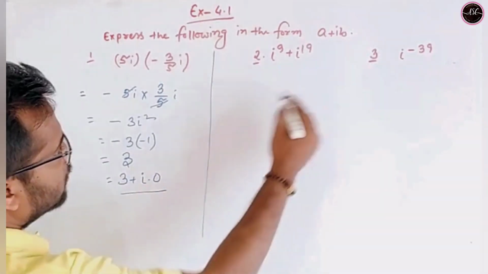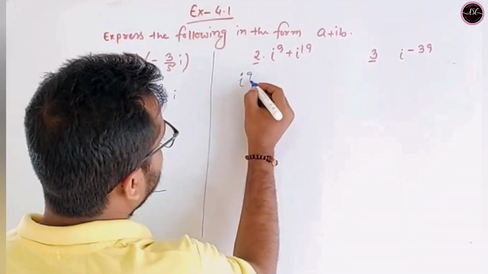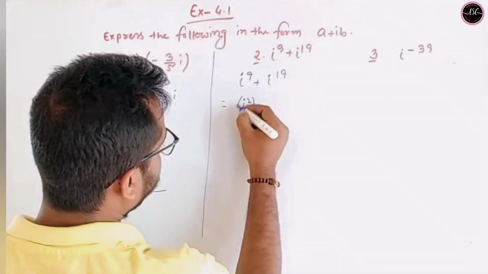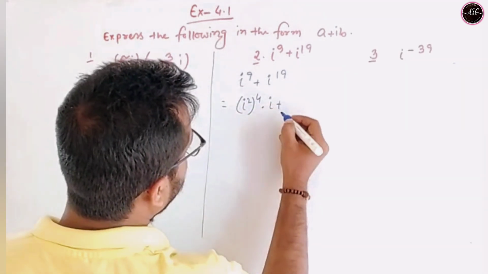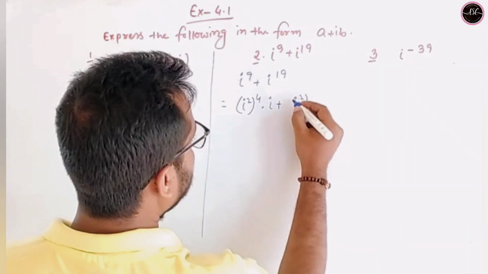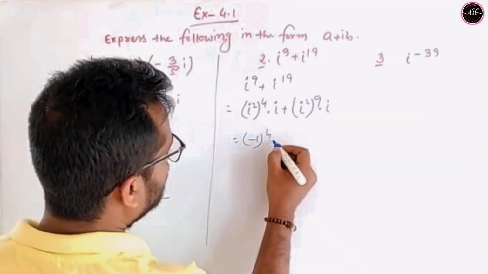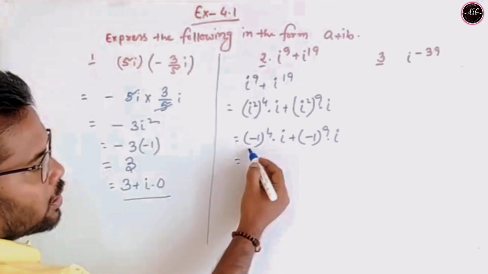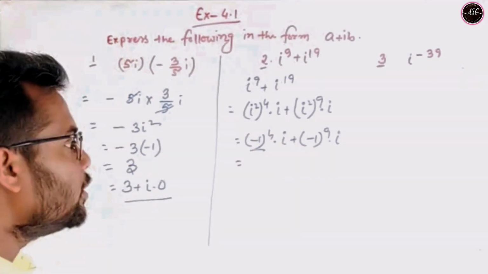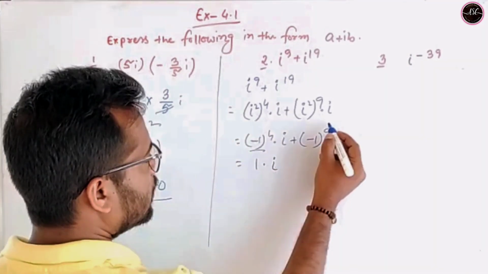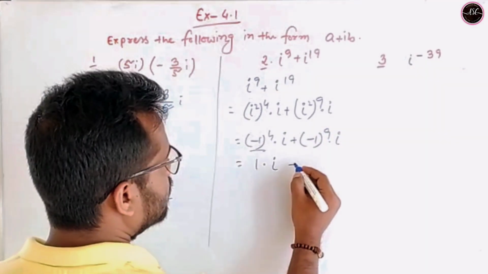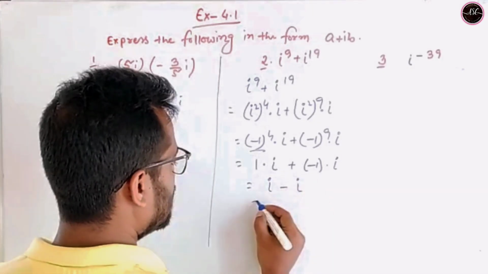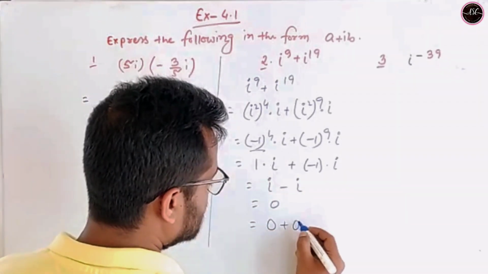Okay. And question number second. Here i to the power 9 plus i to the power 19. Okay. So this can be written as i square to the power 4 dot i, and here i square to the power 9 dot i. Here minus 1 to the power 4 dot i, plus here minus 1 to the power 9 dot i. So the power of minus 1 is even, so here will be 1 dot i, and here the power is odd, so this is minus 1 dot i. So i minus i equal to 0, and this can be written as 0 plus 0i.